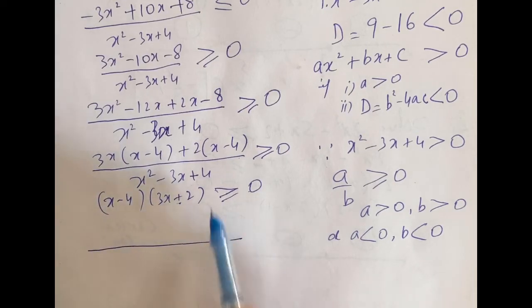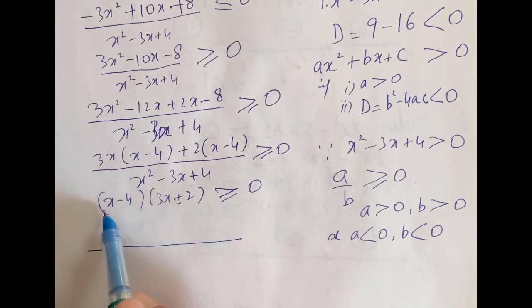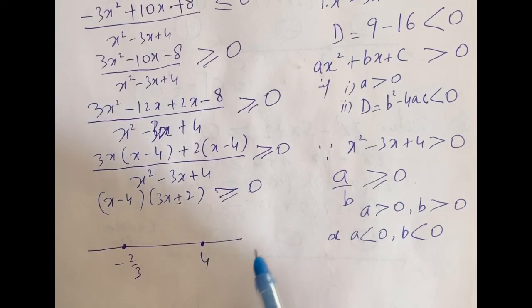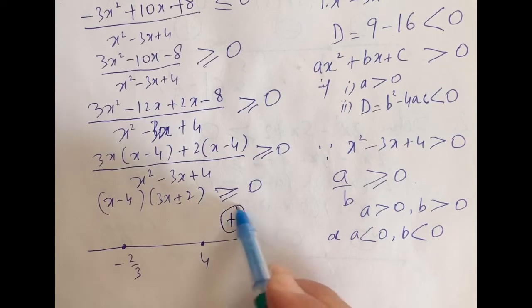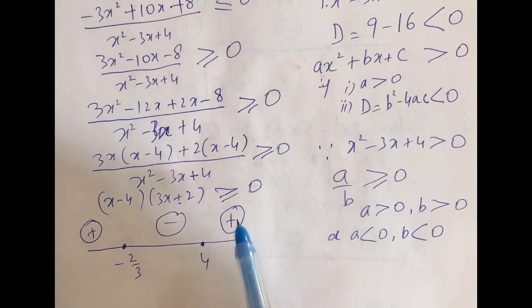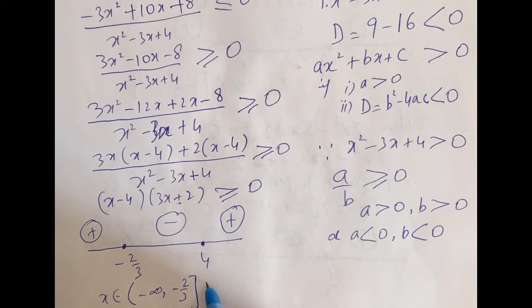Draw a number line, put this thing equal to 0. The coefficient of x we have checked is positive. This is 0 gives us x equal to minus 2 by 3, and this gives us x is equal to 4. The number line gets divided into three parts. The rightmost part is always positive sign, then alternately negative, then again positive. Greater than or equal to 0 means we have to pick the positive sign.